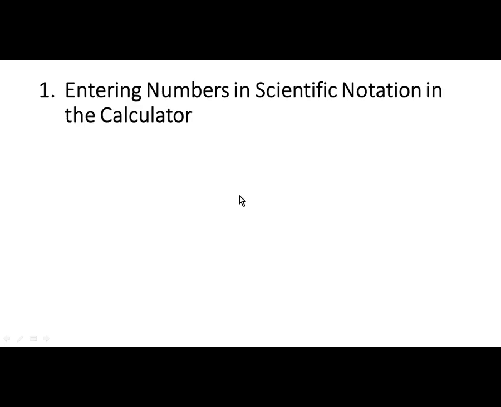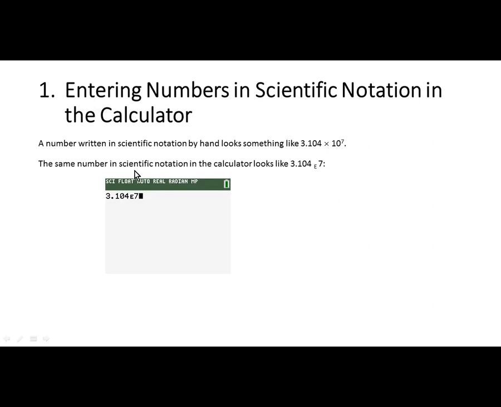Okay, with a calculator: entering numbers in scientific notation in the calculator. A number in scientific notation by hand looks something like this: 3.104 times 10 to the 7th. The base of the exponential part here is always 10. The same number in scientific notation in the calculator looks like this: 3.104 with a little subscript, capital E, 7. The E stands for exponent. So it means the exponent on the 10, because the base is always 10.